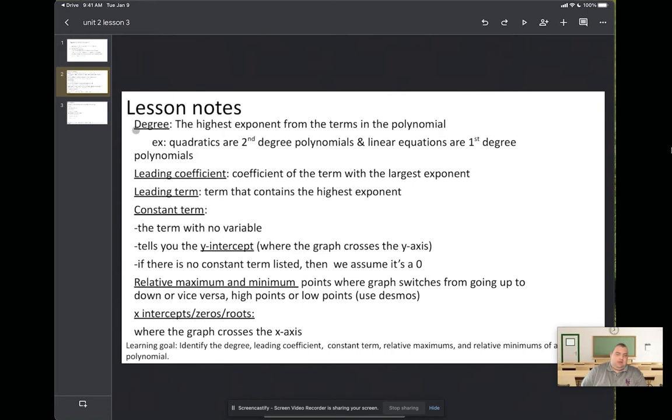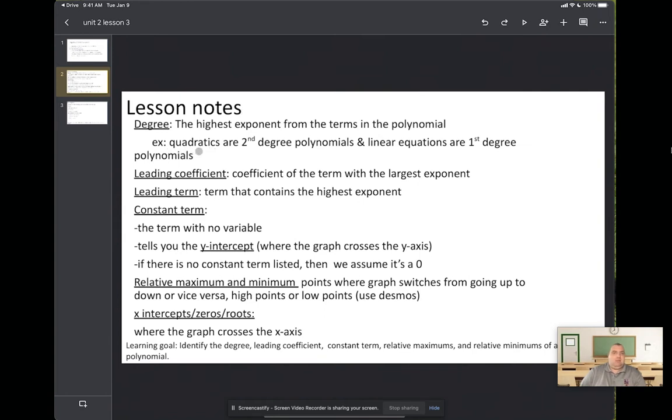So the degree, which is the first important characteristic of a polynomial, is simply the highest exponent from all of the terms in the polynomial. So you might have 2 terms, 3 terms, 4 terms, doesn't matter how many terms you have. The highest exponent on x, or whatever variable you're using, is what we call the degree. So I gave a couple of simple examples here.